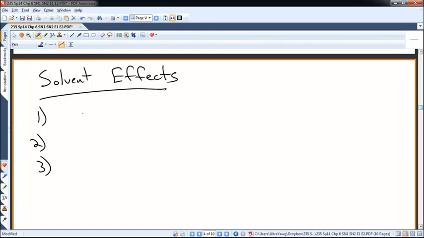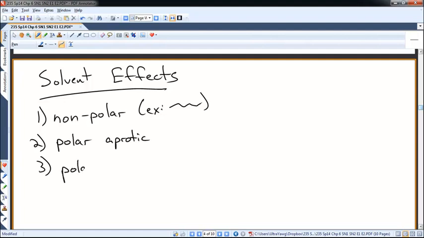There are three essential major types of solvents that you do SN1, SN2 chemistry in. There's the nonpolar stuff that you already know about, so things like hexane, for example. There are polar aprotic solvents, and there are polar protic solvents. Okay, so polar obviously means you have some type of dipole, some difference in electronegativity between atoms in a bond. Protic or aprotic means does it have a proton, a hydrogen, or does it not?